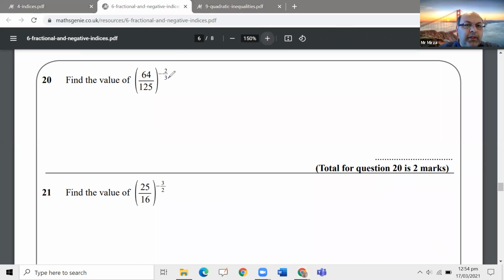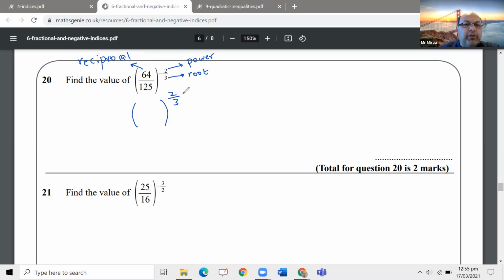The bottom number is the root, and the top number is the power. Okay, so the denominator is the root and the numerator is the power. So the first thing is to change a negative power, and we change it to a positive power. So the rule is to change a negative power into a positive power, you flip the fraction inside the bracket, or in other words, you find the reciprocal of it. That's the word we're looking for, reciprocal.